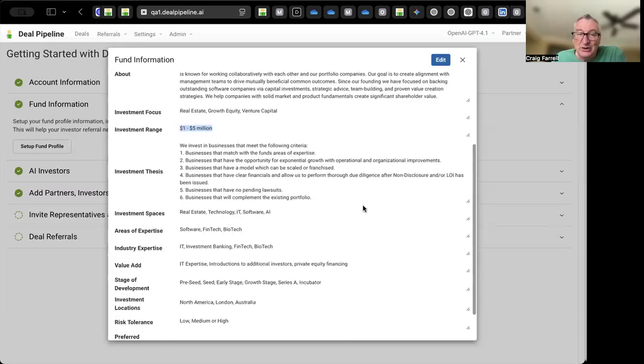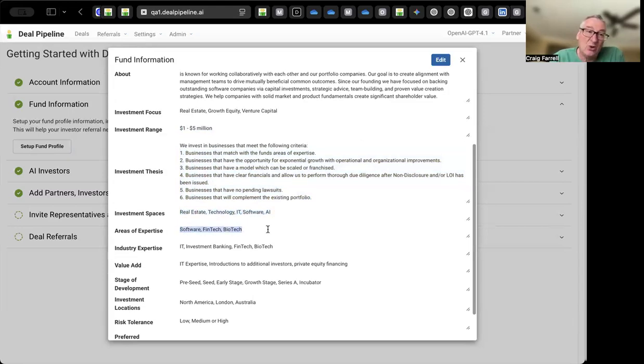The next thing would be your investment thesis. These are the sort of things we invest in. We invest in vertically integrated companies, or we invest in companies that have a model that can be franchised, or whatever your investment thesis is. And you can see here's an example of one for your fund. You put in here the sort of things you look for in deals. You put in here the investment spaces that you'll invest in, and in the next section, your areas of expertise, the fund.